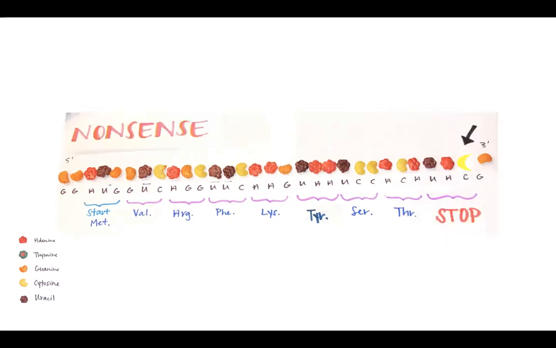Finally, we have the nonsense mutations. And this is where we have just a normal amino acid, and then that gets turned into a stop codon after we put in the new nucleotide. So this used to be tyrosine, but now it's a stop codon.